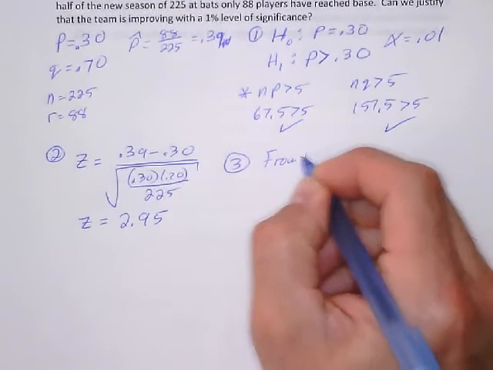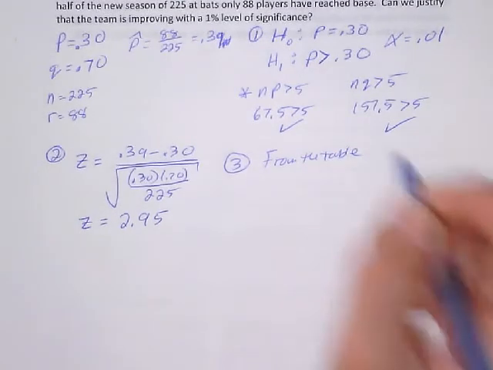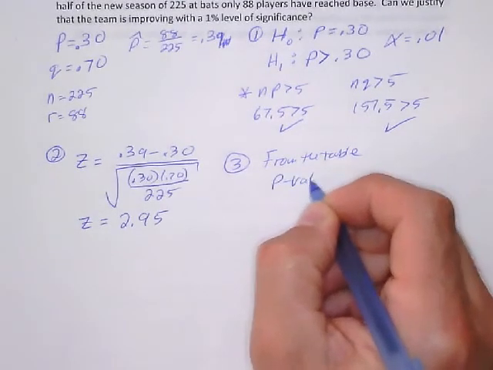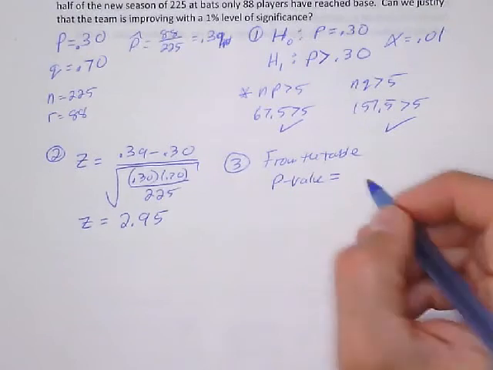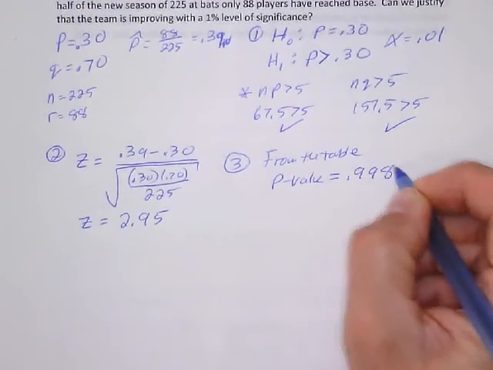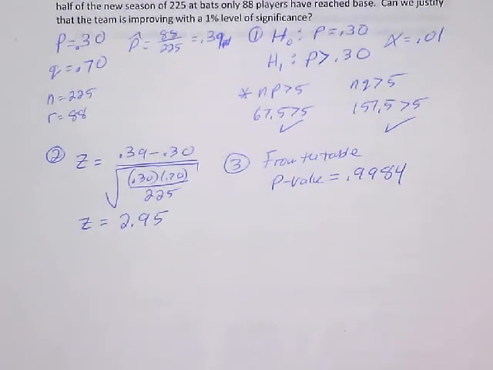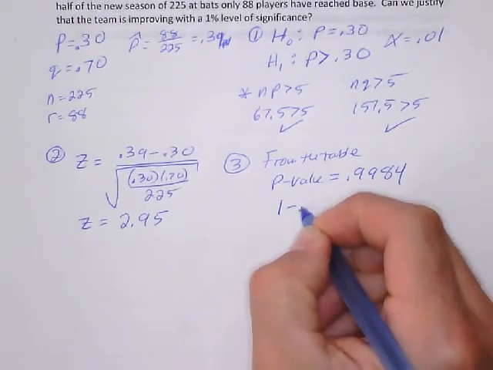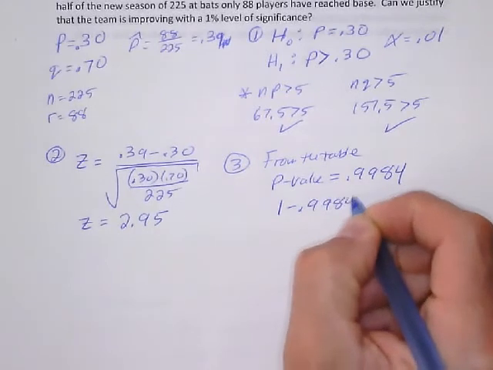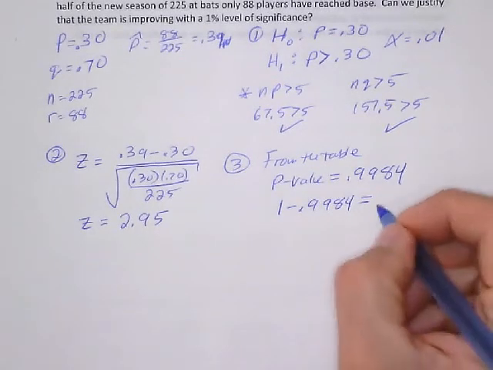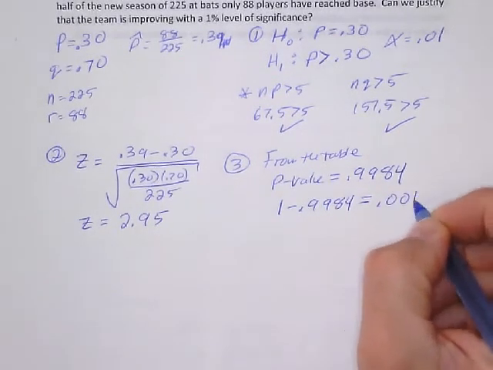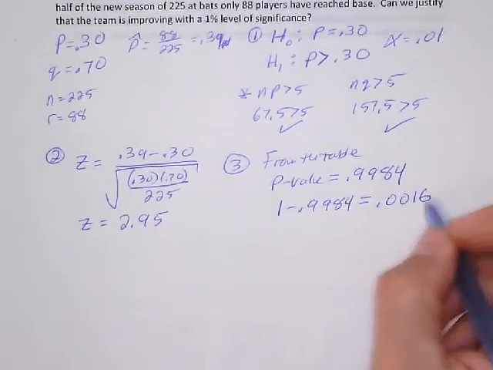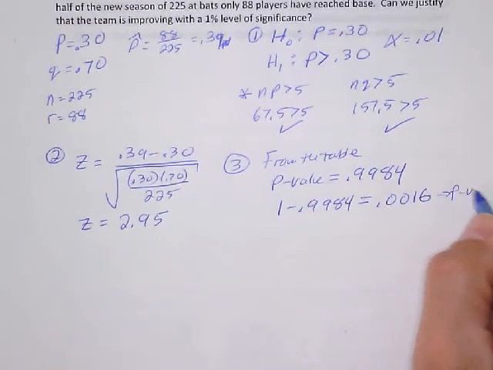So from the table, the p-value equals 0.9984. Just to check things now, p is greater than 0.3, so we're going to have to do 1 minus 0.9984, which is going to give us 0.0016. This is the p-value we will use.